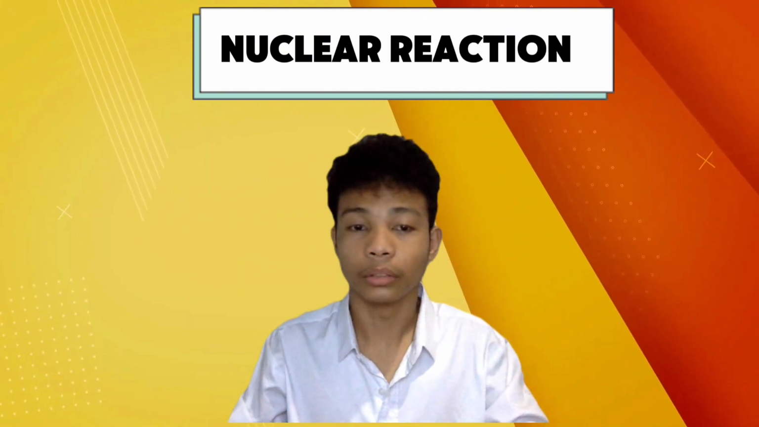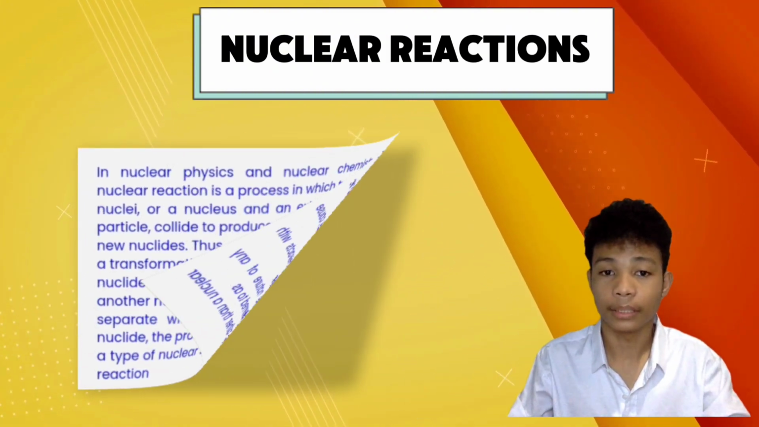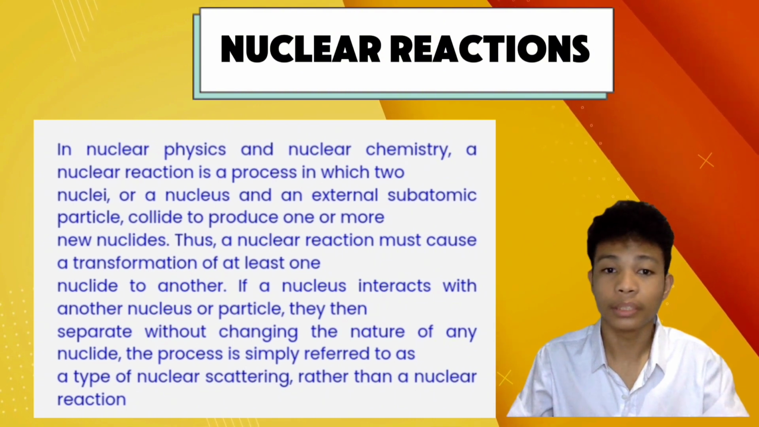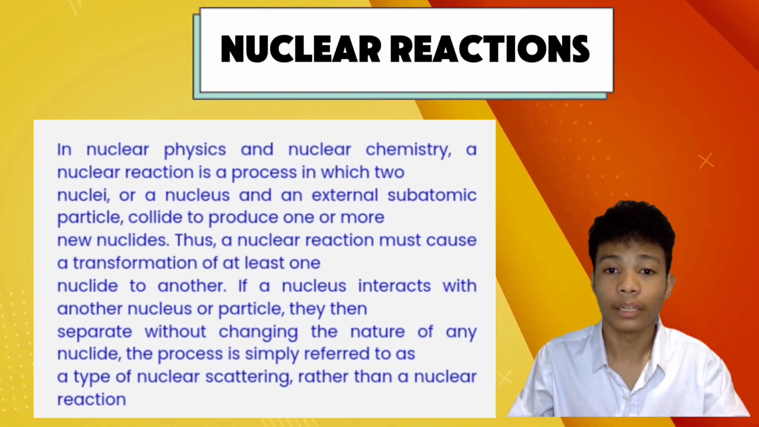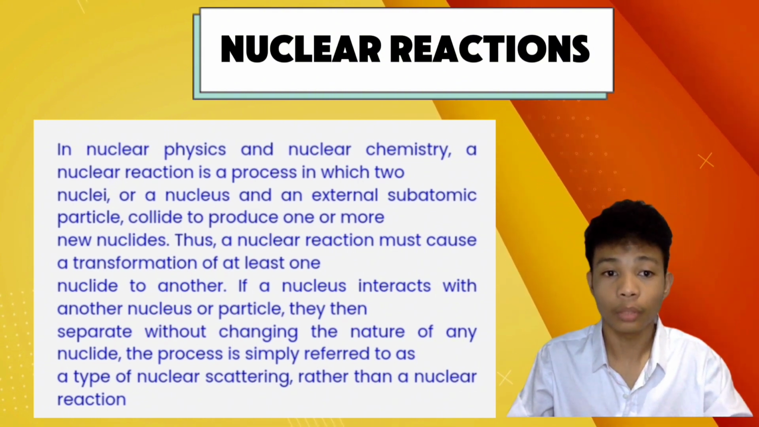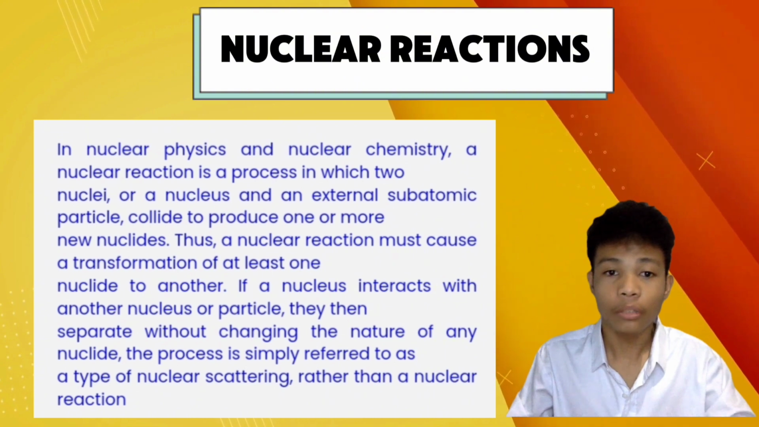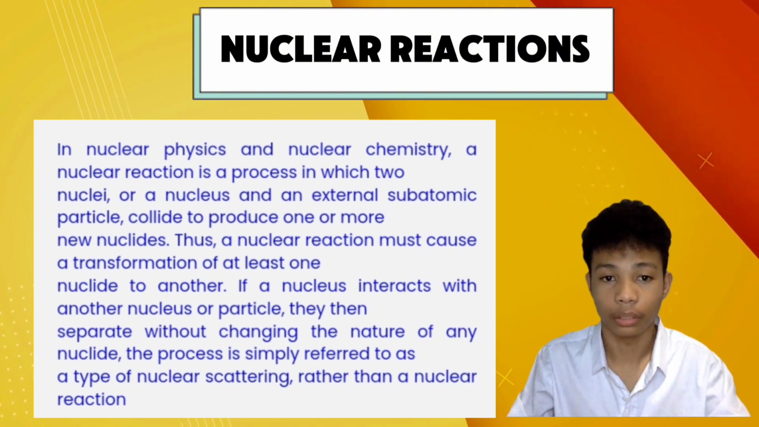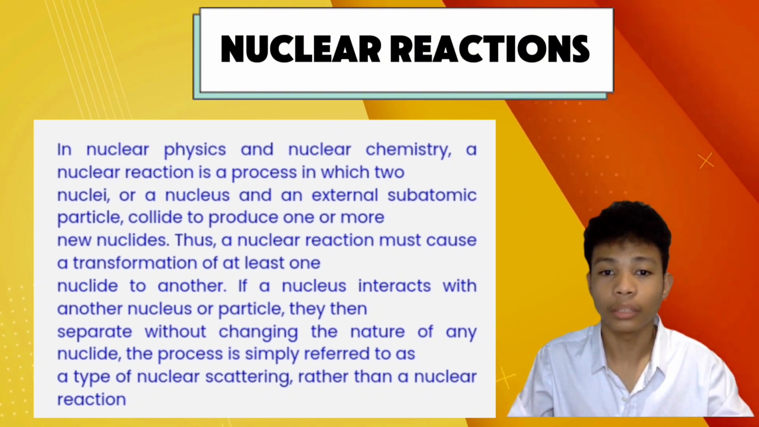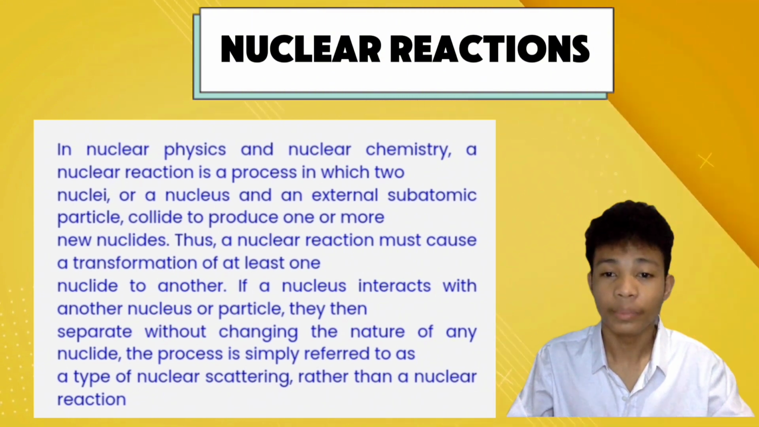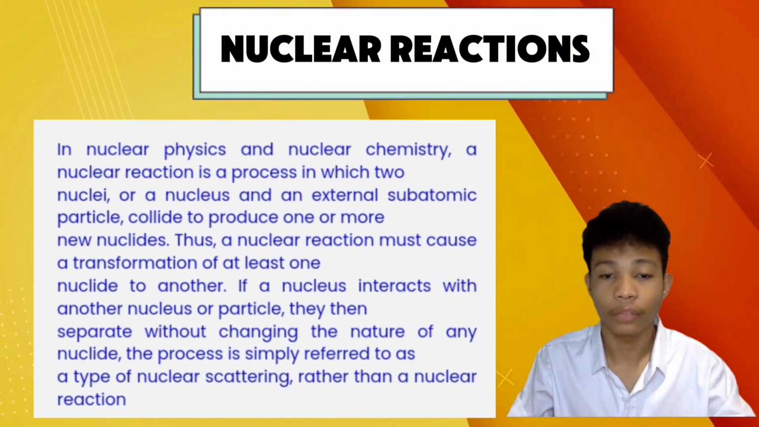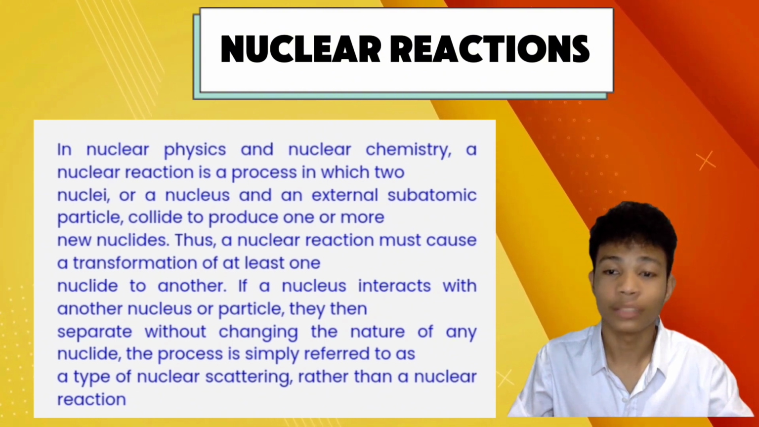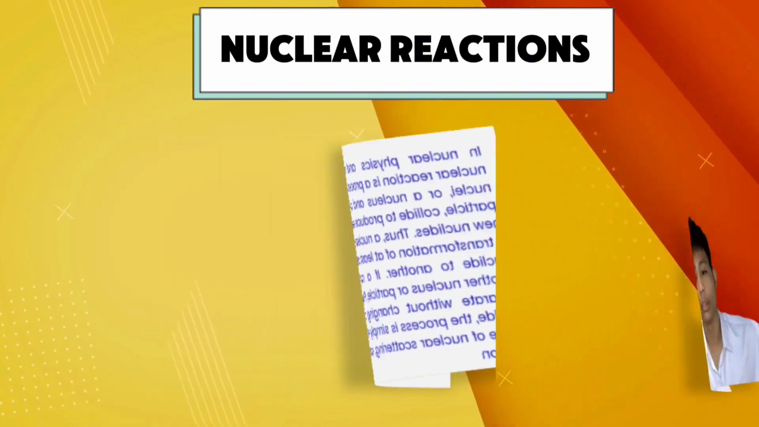Nuclear reactions. In nuclear physics and nuclear chemistry, a nuclear reaction is a process in which two nuclei or a nucleus and an external subatomic particle collide to produce one or more new nuclides. Thus, a nuclear reaction must cause a transformation of at least one nuclide to another. If a nucleus interacts with another nucleus or particle, they then separate without changing the nature of any nuclide. The process is simply referred to as a type of nuclear scattering rather than a nuclear reaction.